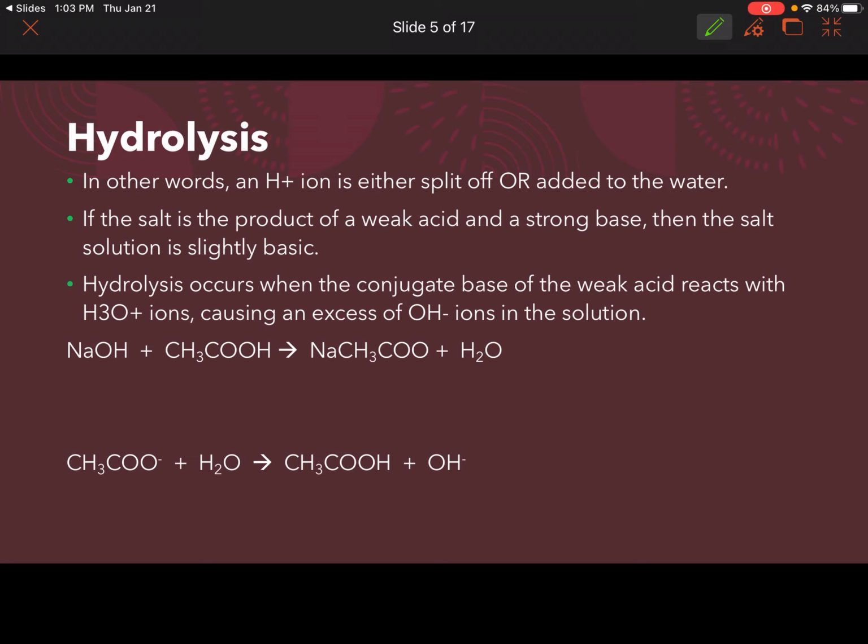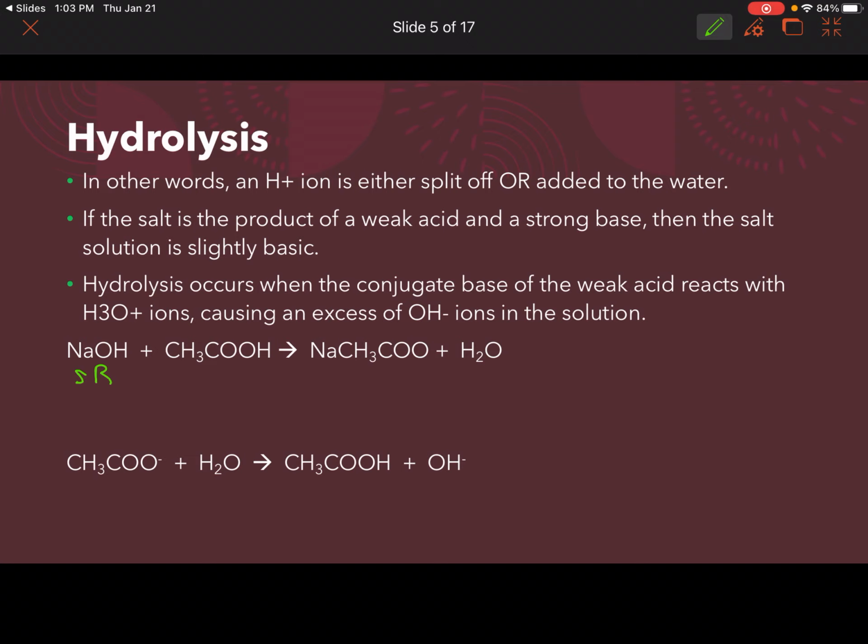Now, if the salt is the product of a weak acid and a strong base, then the salt solution is going to be slightly basic. So hydrolysis occurs when the conjugate base of the weak acid reacts with the H3O plus ions, causing an excess of OH minus in the solution. So let's take a look at this here.